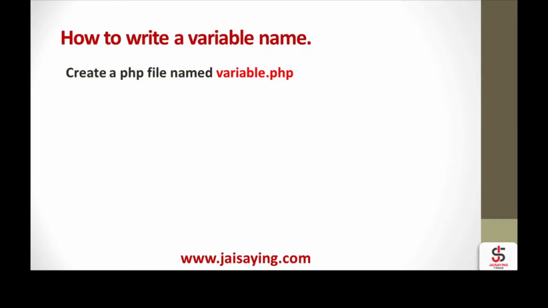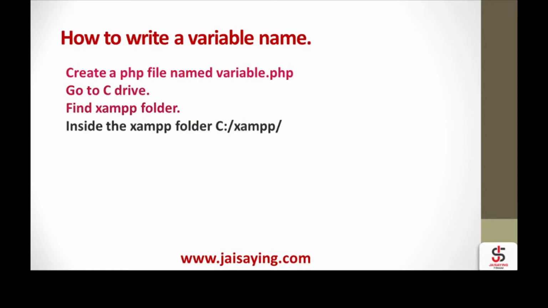I'll tell you. First of all, you need to create a PHP file named variable.php. Go to the C drive. First, you need to understand in which drive you have installed your XAMPP folder. In my case, I have installed the XAMPP folder in the C drive. So just go to the C drive, find the XAMPP folder. Inside the XAMPP folder, you need to find the htdocs folder.